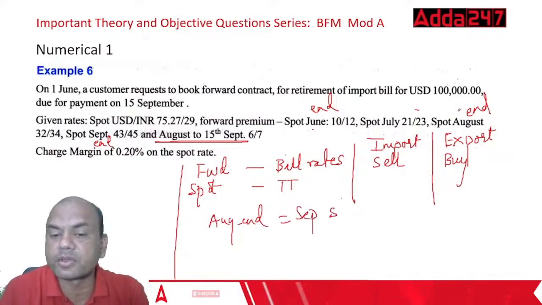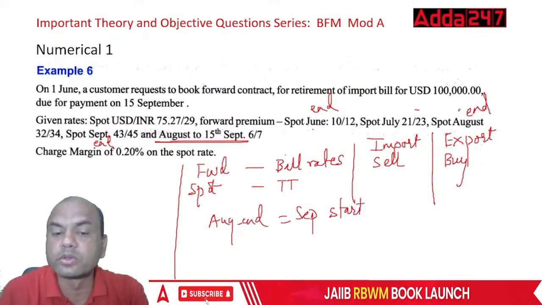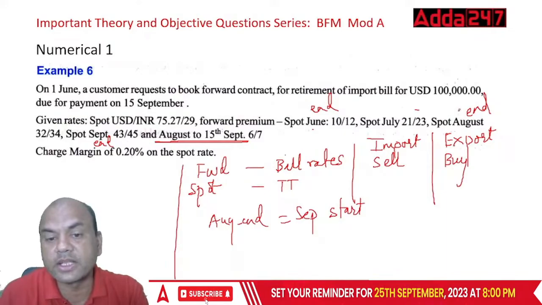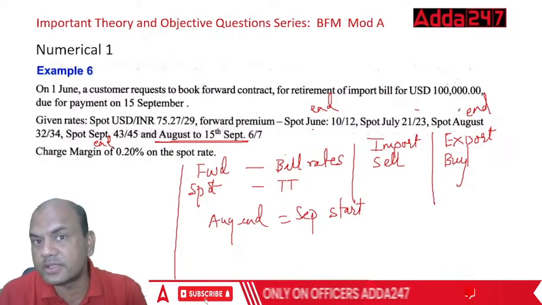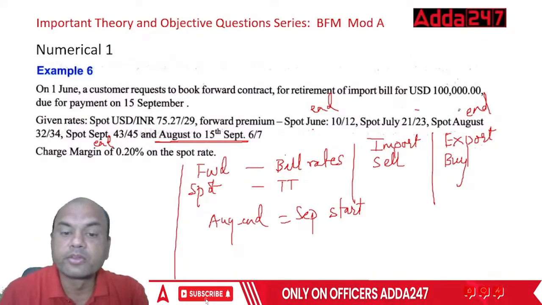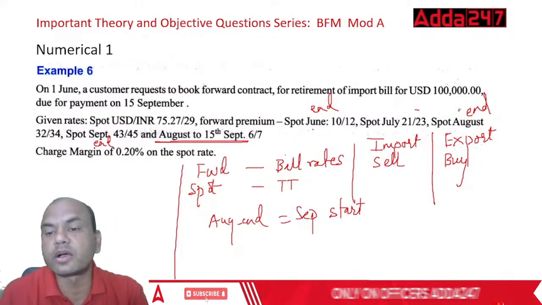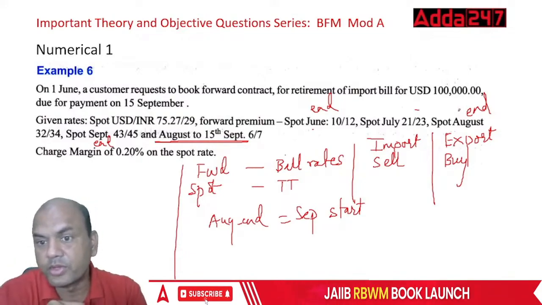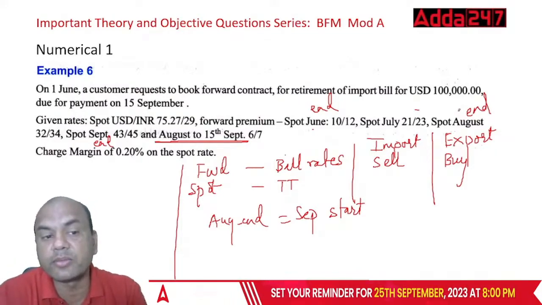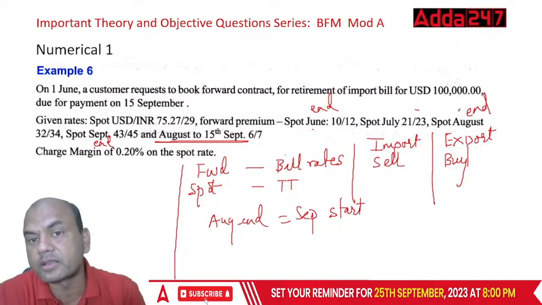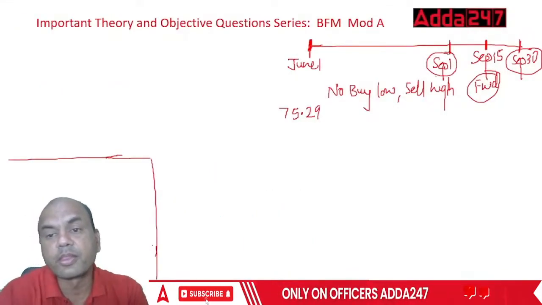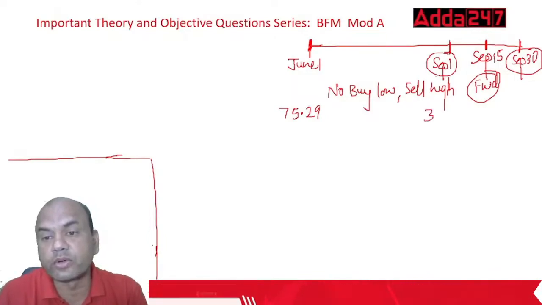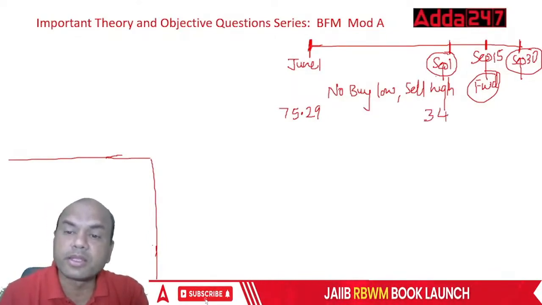September start. This is like the closing cash and opening cash of your bank. The closing cash for yesterday is the same as the opening cash for today, isn't it? The same logic is used over here. So August end equals September start. I want it for September 1 now, so that will be the August end rate. So I'll be taking 32 or 34. Should I take 32 or 34? I'll take 34, right?